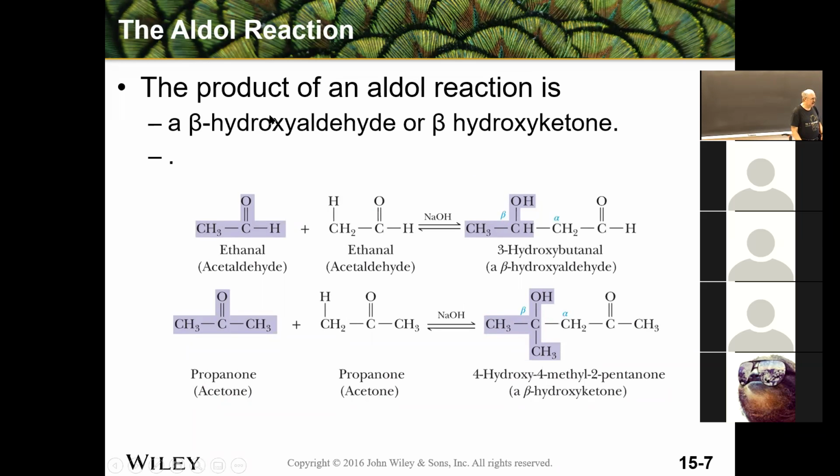Okay, so this is what's called an aldol reaction. Aldol is a contraction of the words aldehyde and alcohol. And if we take ethanal or acetaldehyde, two equivalents, and we add sodium hydroxide, we get this addition product, 3-hydroxybutanal. Okay, butanal, 4 carbons. Aldehyde takes precedence over the alcohol.